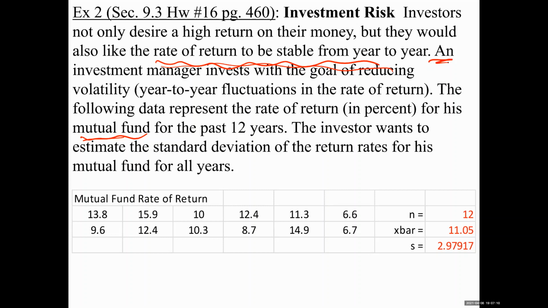So I'm measuring standard deviation. Standard deviation is what I care about. It's how spread out are the return rates. I want them all to be close together. Okay, so that's the idea. All right, let's keep reading.